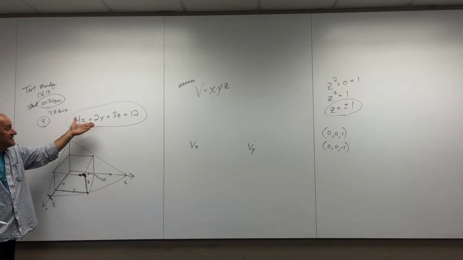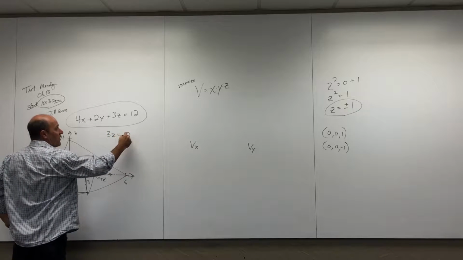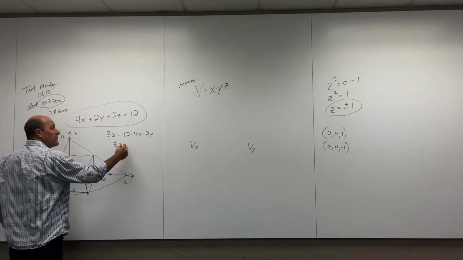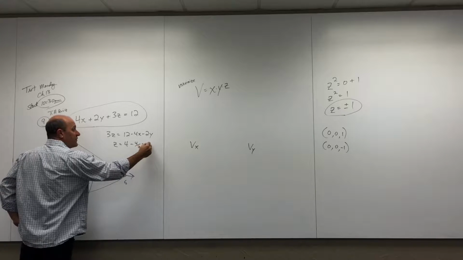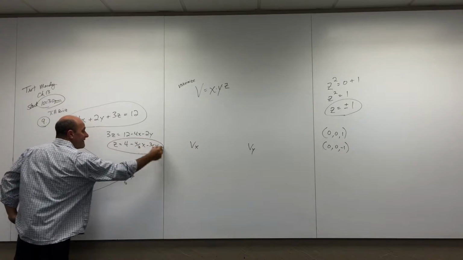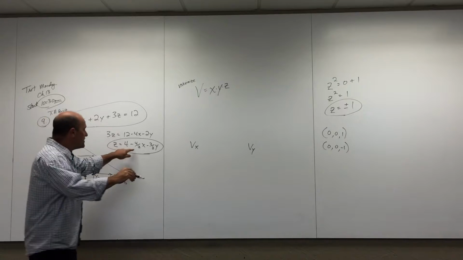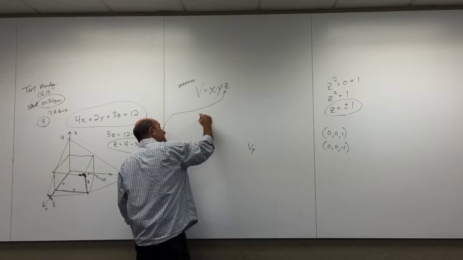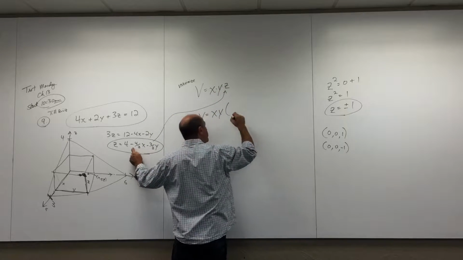So 3z equals 12 minus 4x minus 2y, or z equals, divided by 3, 4/3 x minus 2/3 y. Yeah, that's the condition that has to be met. He lives in this plane. So I can use that equation for z, substitute in for this z, and get this volume formula: xy times this z.